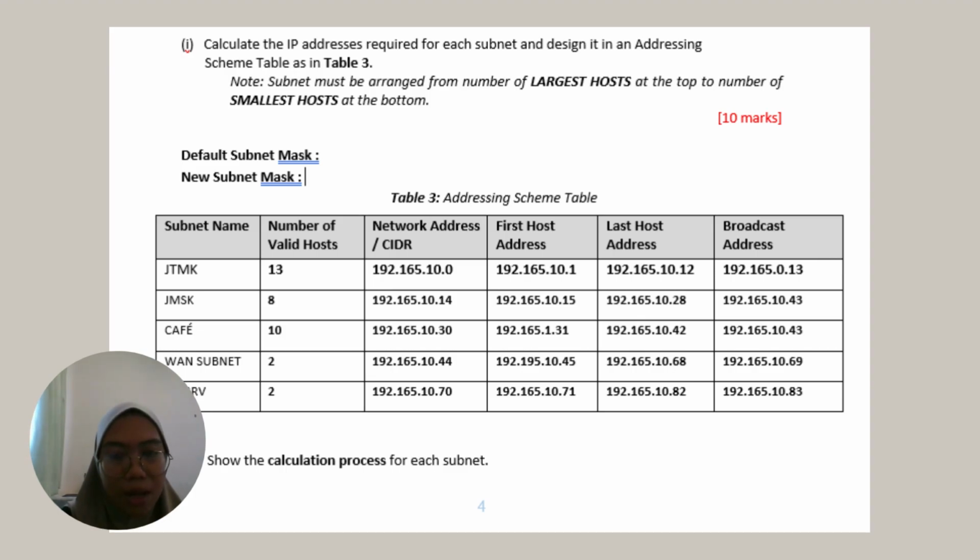One subnet, number of valid hosts 2, network address 192.165.10.44, first host address, last host address, broadcast address 192.165.10.68.